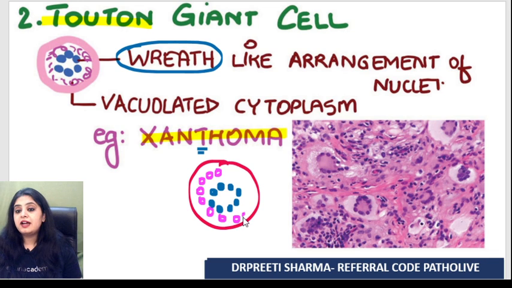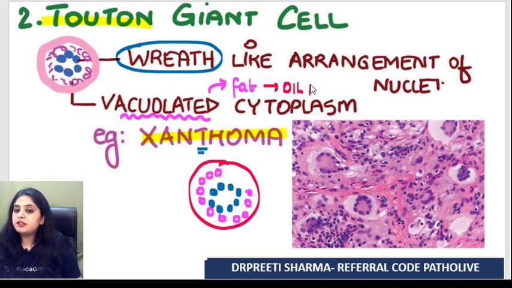Because fat looks clear, right? So can I say vacuolated cytoplasm? Vacuolated cytoplasm, because this is seen in all fatty disorders like xanthoma. So can I also say that this giant cell will be oil red O positive? Yes. So let's correlate. Look at this giant cell.